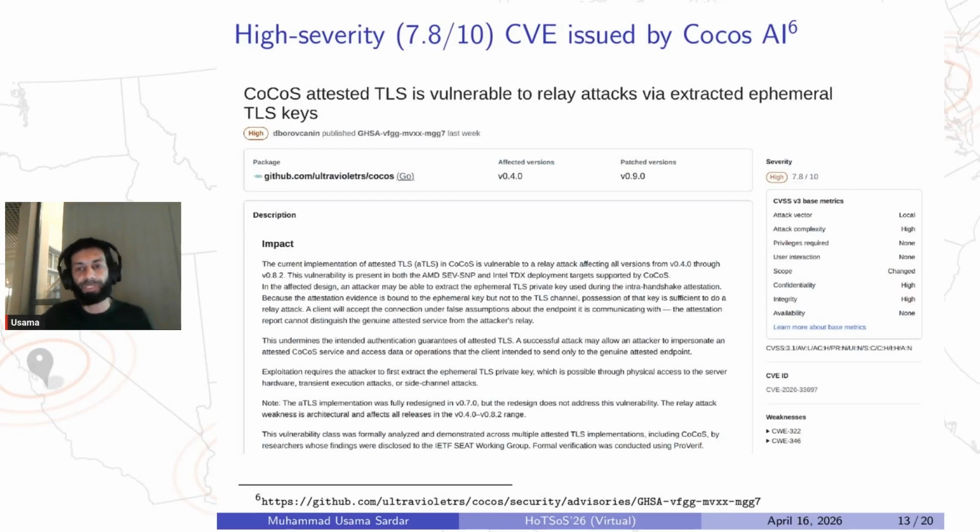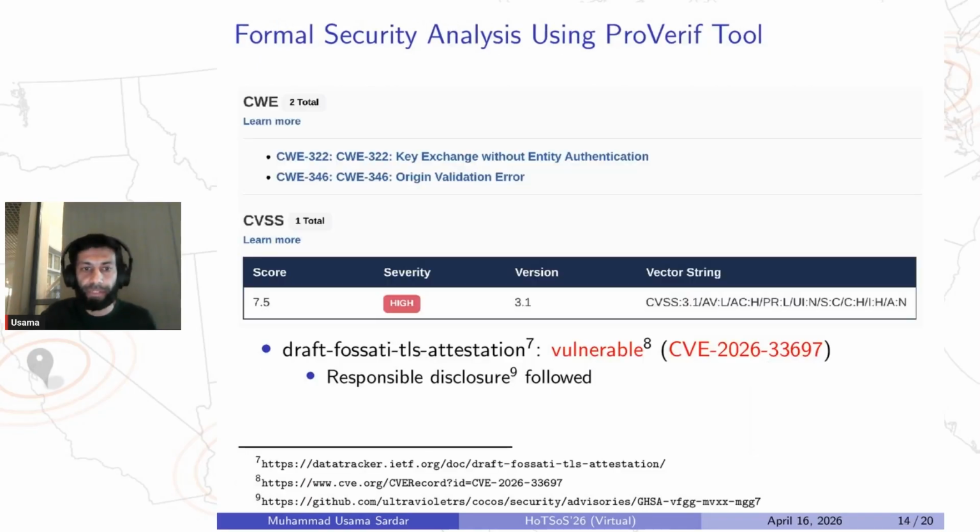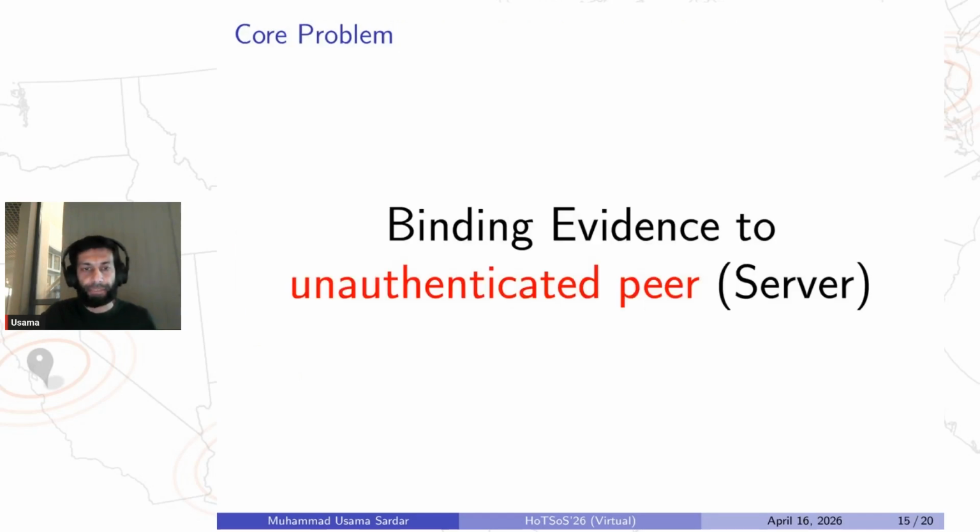The CVE has been generated. Its high severity, 7.8, is what the developers ranked it in the database. However, it's 7.5, and basically we followed all the responsible disclosures. And the key issue here is binding evidence to an unauthenticated pair. As I mentioned, in the intra-handshake, you don't have that, the authentication part has not even yet started.